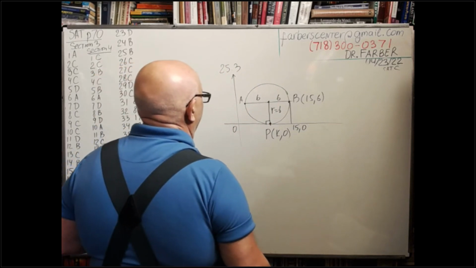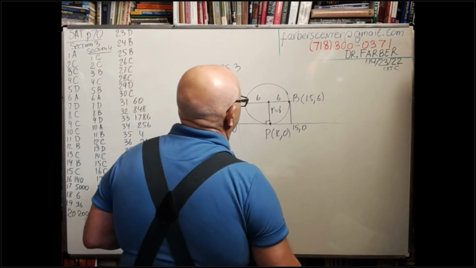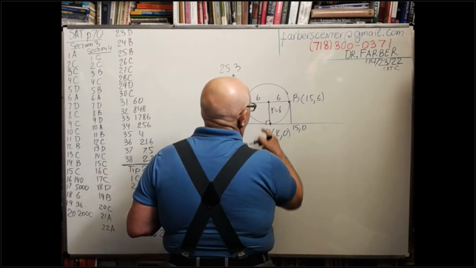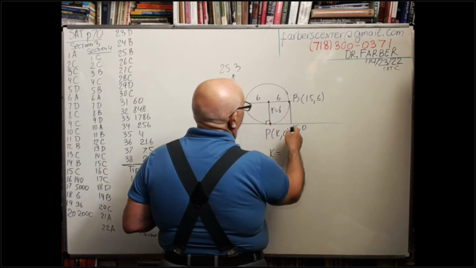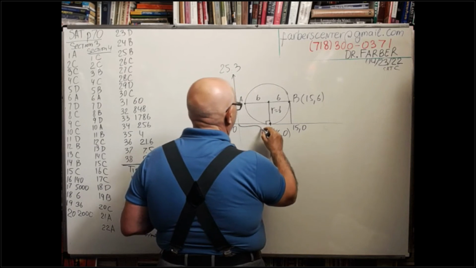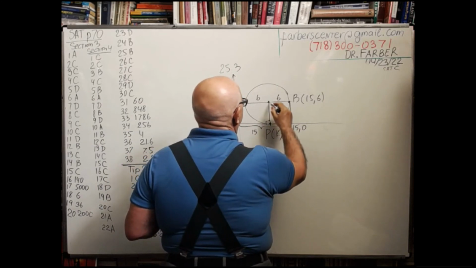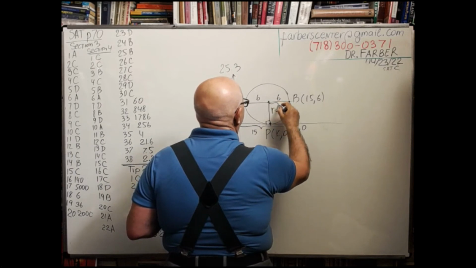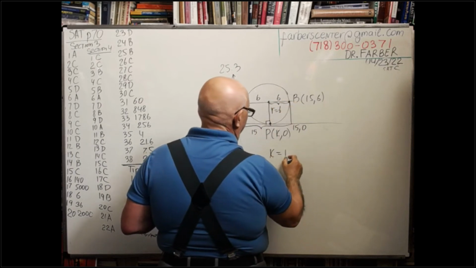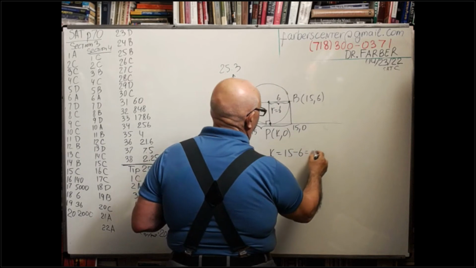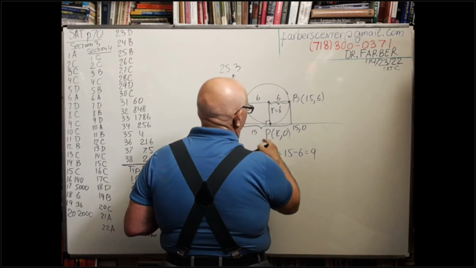And how to find this coordinate? Easy. K equals, this is 15. What is this? This is 15. And this is 6. If I subtract 6 from 15, I will get 9. So K equals 9.